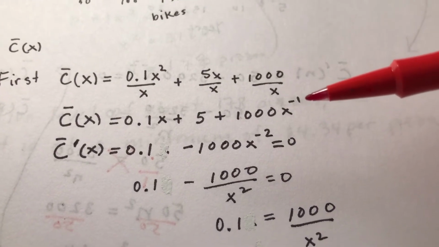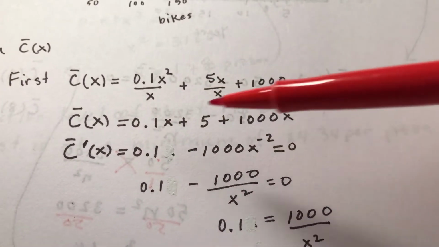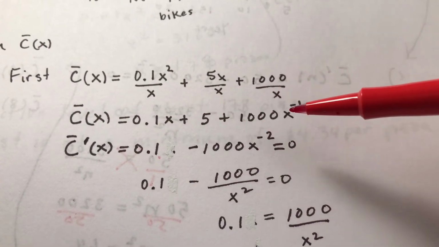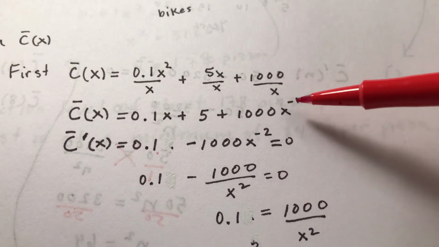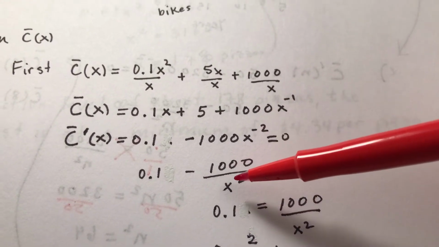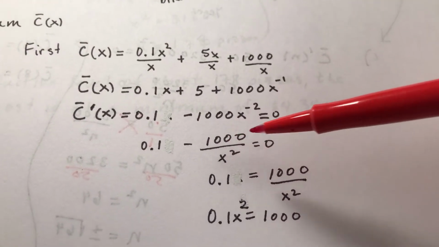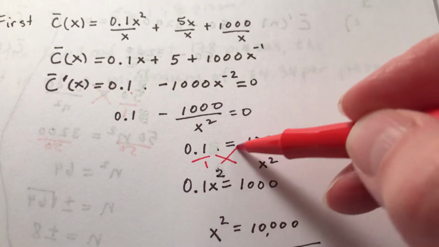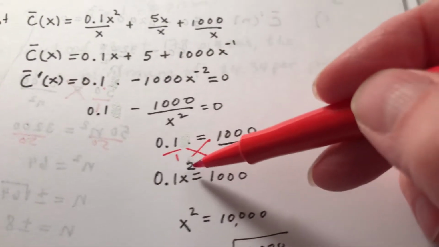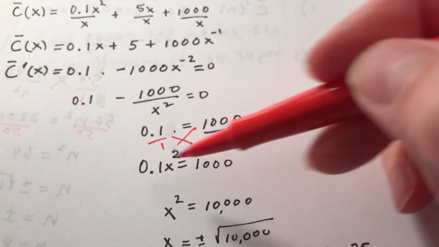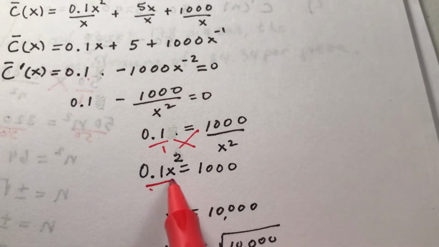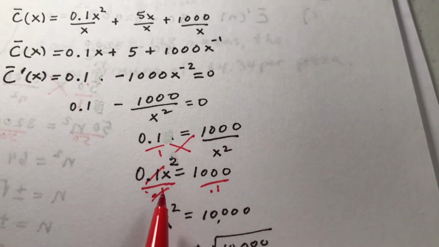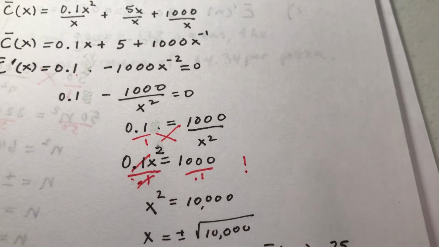Critical number. So we're looking at the derivative of this, and the derivative of that gives you 0.1 plus that's 0, and then negative 1,000 x to the negative 2 power. Rewrite that. We did this in the last problem. Bring that to this side. Cross multiply. So 0.1x squared equals 1,000. But don't square root here. Divide. You want to get your x squared alone before you square root. Warning. Make sure you do that.